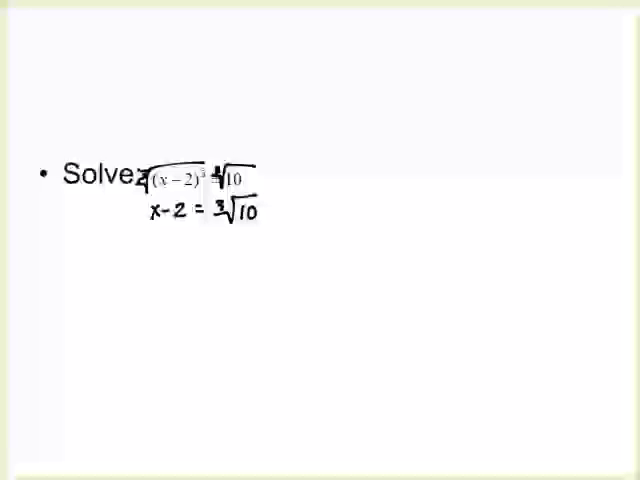We're now solving for x, so how do we add 2 to both sides? You could write this as 2 plus the cube root of 10, or you could write it as the cube root of 10 plus 2. I don't really care which way you put them, but just don't put them together. Okay? So it is not the cube root of 12, but it doesn't matter which order they go in.